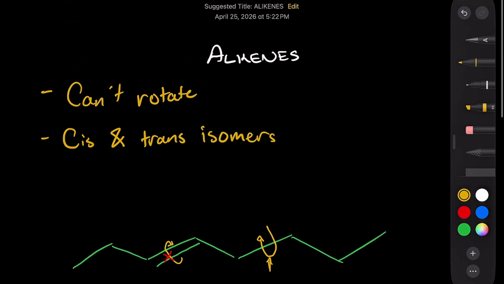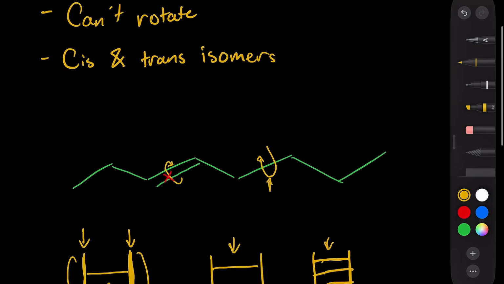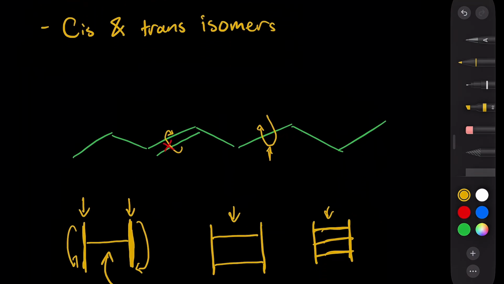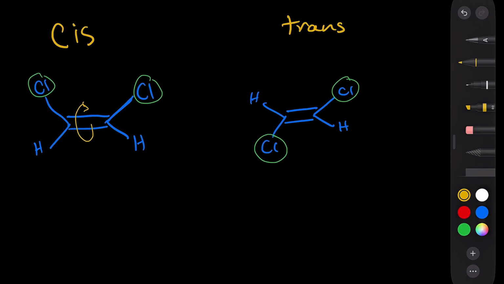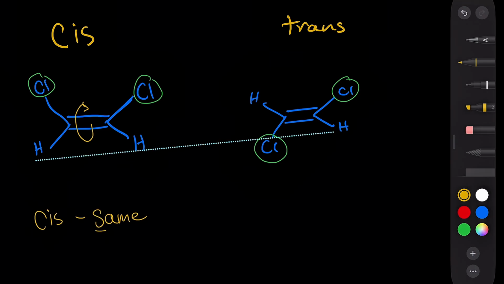Again, just to review, alkenes can't rotate, or it's very, very difficult for them to rotate, and so they won't in most circumstances. Cis and trans isomers are where the functional group is on the same side for cis. So I think cis and same kind of have the same starting sound there. And then trans is opposite. Hope this helps.